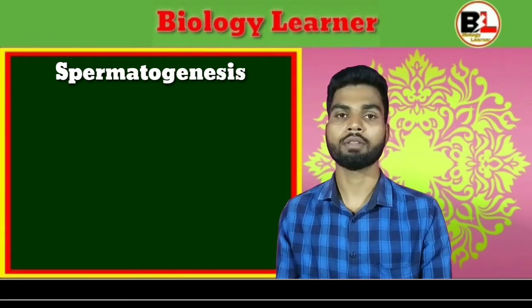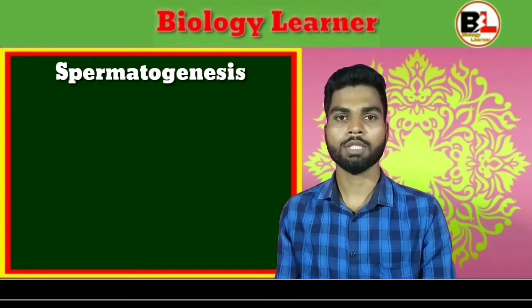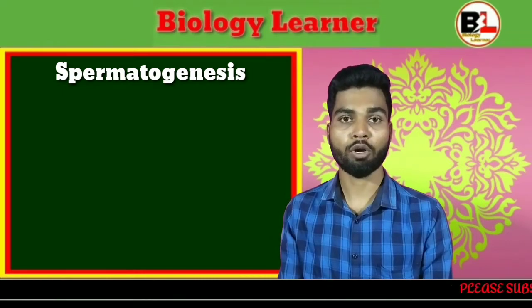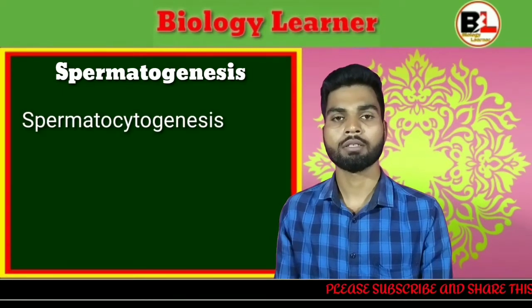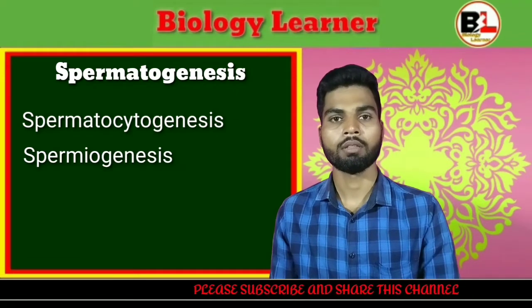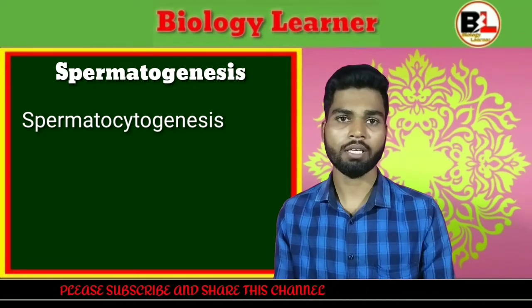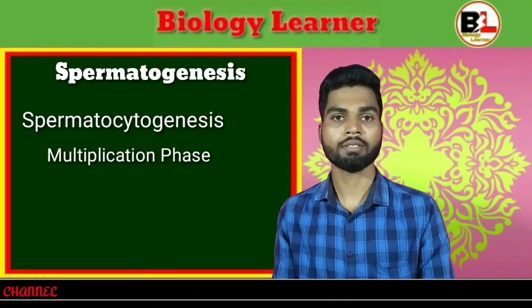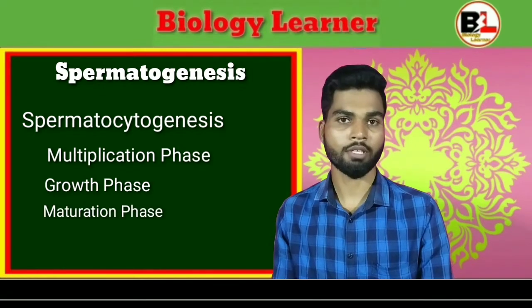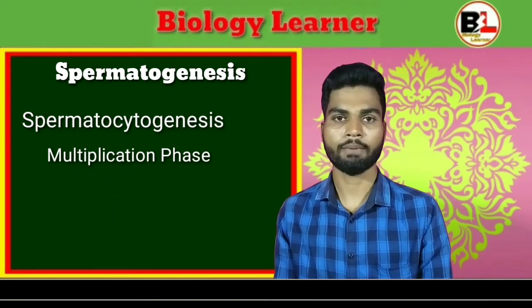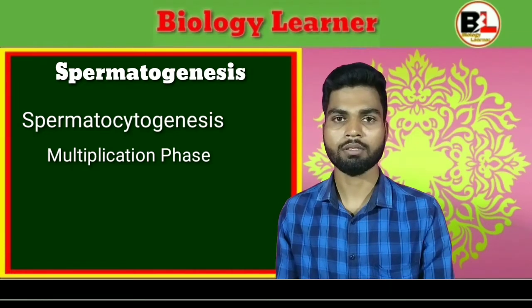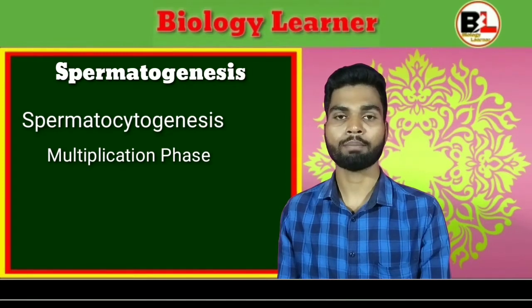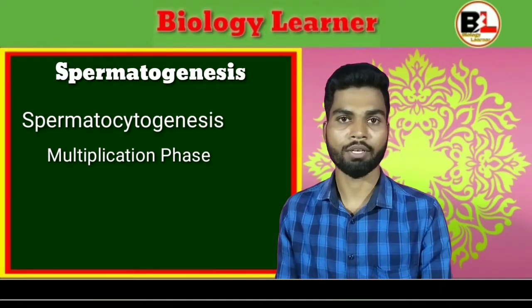Let us know about spermatogenesis. Spermatogenesis is divided into two phases: spermatocytogenesis and spermiogenesis. Spermatocytogenesis is again divided into three phases: the multiplication phase, growth phase, and maturation phase. In the multiplication phase, the primordial germ cells, or sperm mother cells, divide mitotically and produce many spermatogonia.